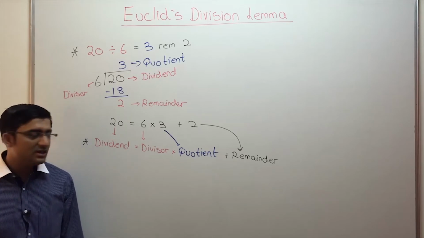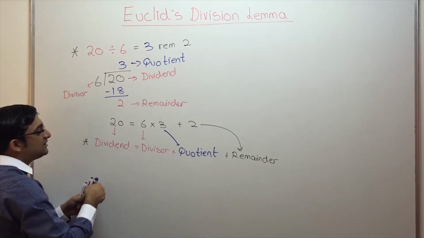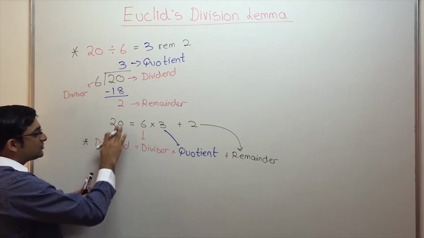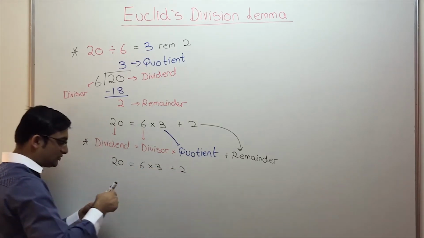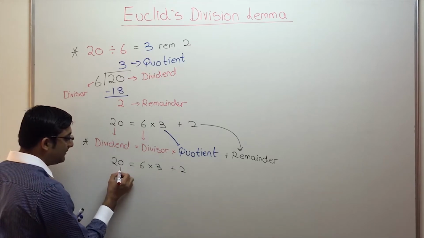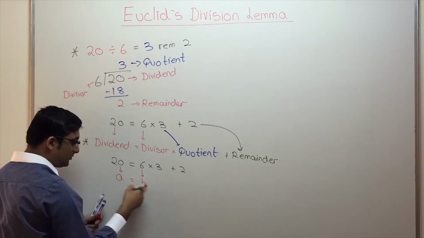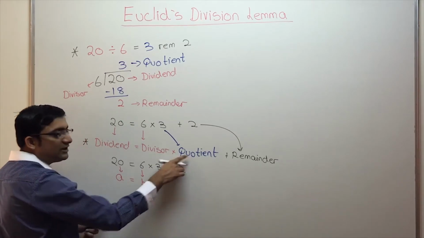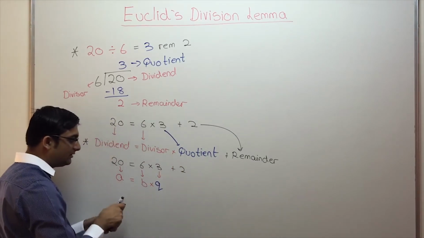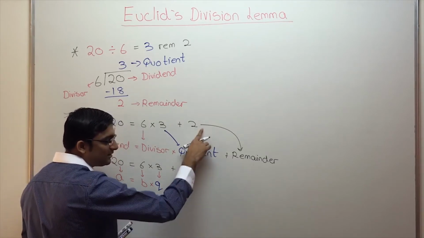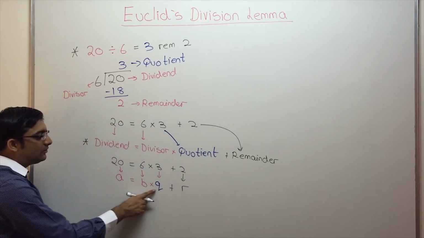How we state Euclid's division lemma is, instead of taking dividend and divisor, we take them as A and B. So I'm first going to rewrite this again over here. 20 is equal to 6 into 3 plus 2. I'll take 20 as the number A, and I'll take the divisor as the number B. Clear? So we have A is equal to B multiplied by, what is 3 over here? It is the quotient. What is the first letter of quotient? Q. So I'll put a small q over here, plus what is 2? It is the remainder. First letter of remainder, R. So what do we get? A is equal to B into Q plus R.